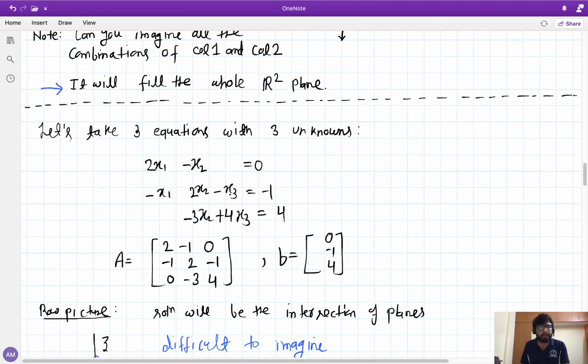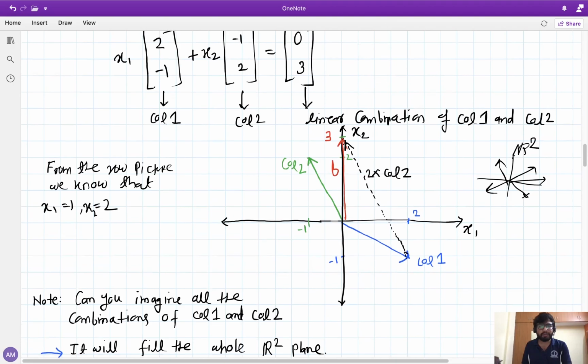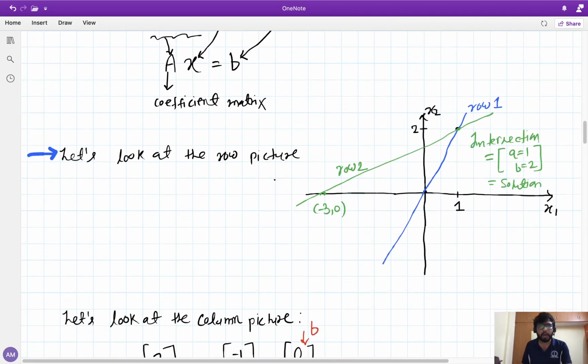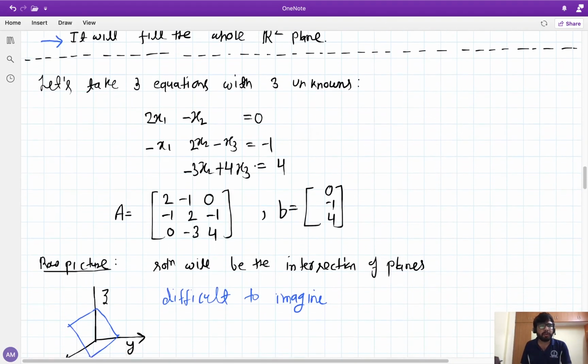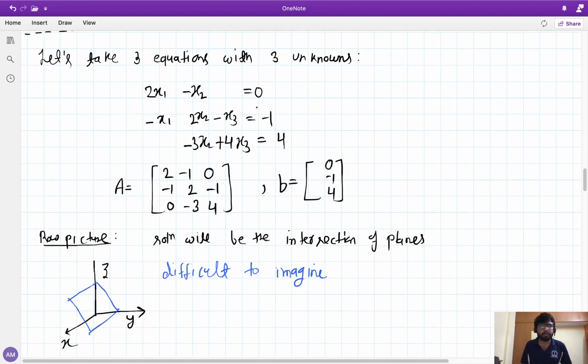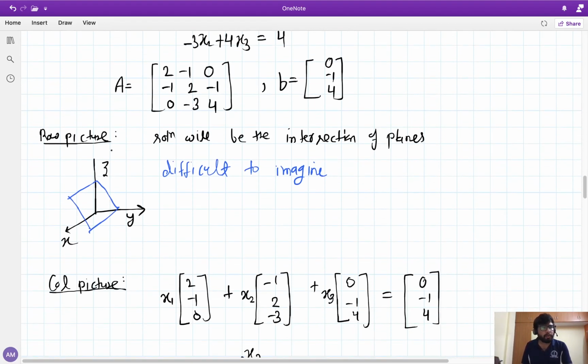So now let us jump into it. I hope this is clear how we visualize things in the column way and how we visualize them in the row picture. So let's take three equations with three unknowns. So these are the three equations. Again, you can write them in matrix form. There is a B on the right hand side, and the row picture will be some.